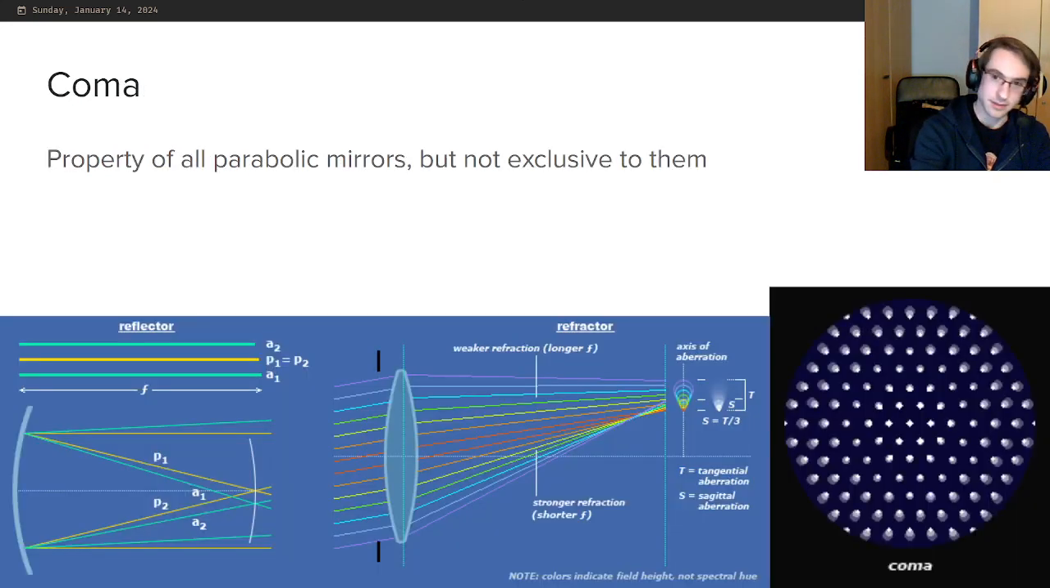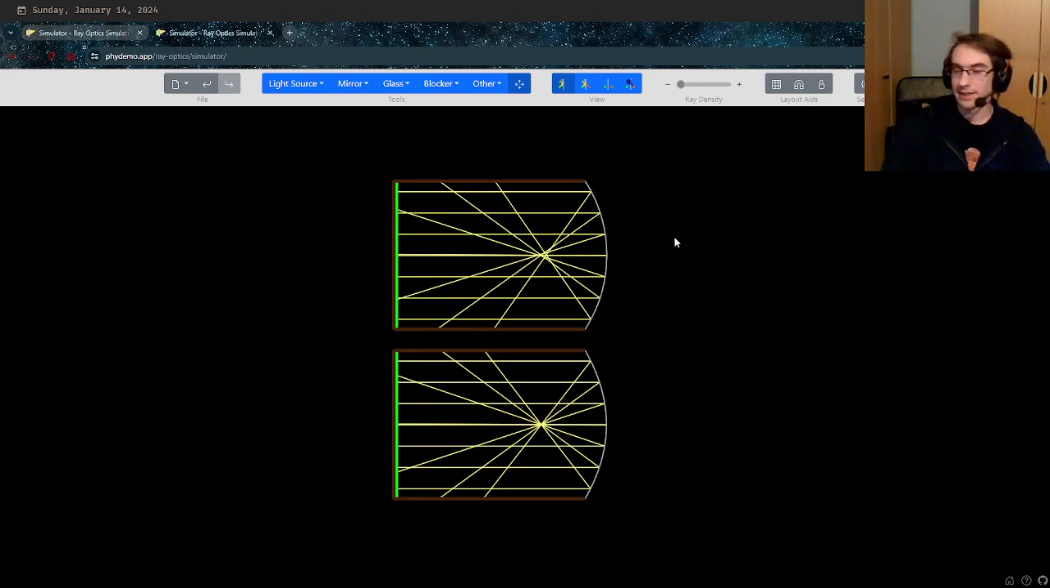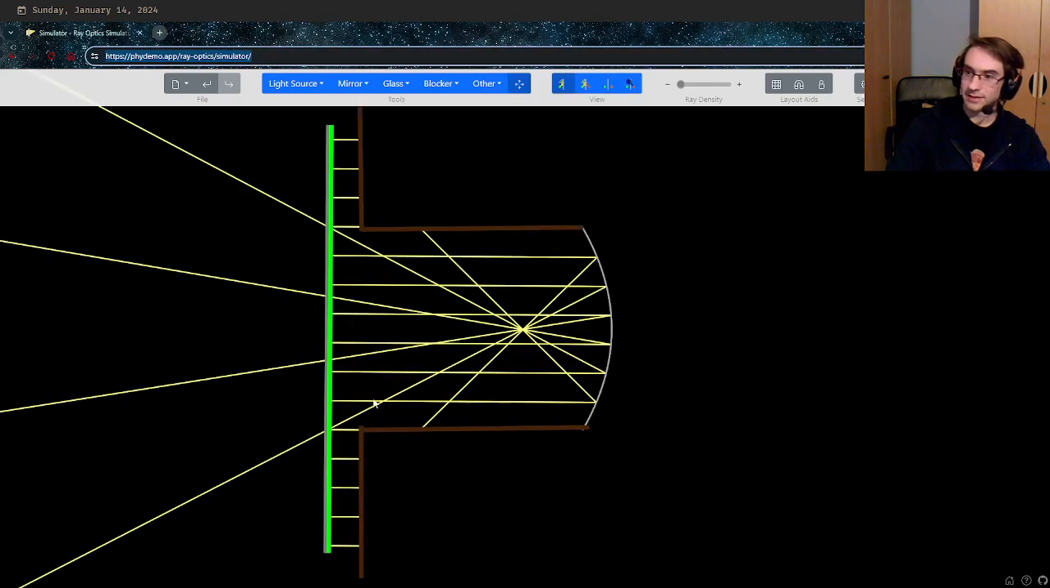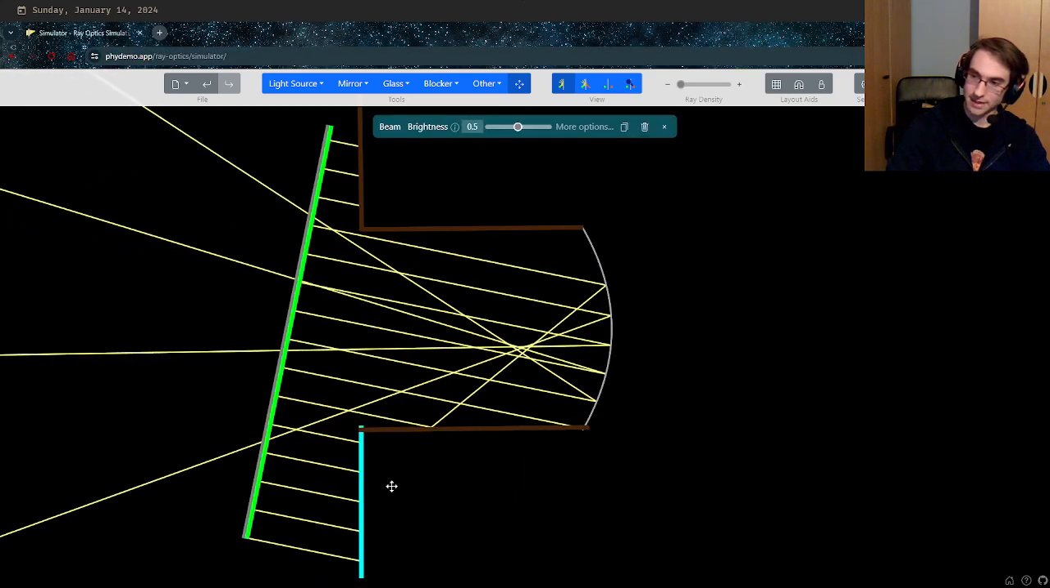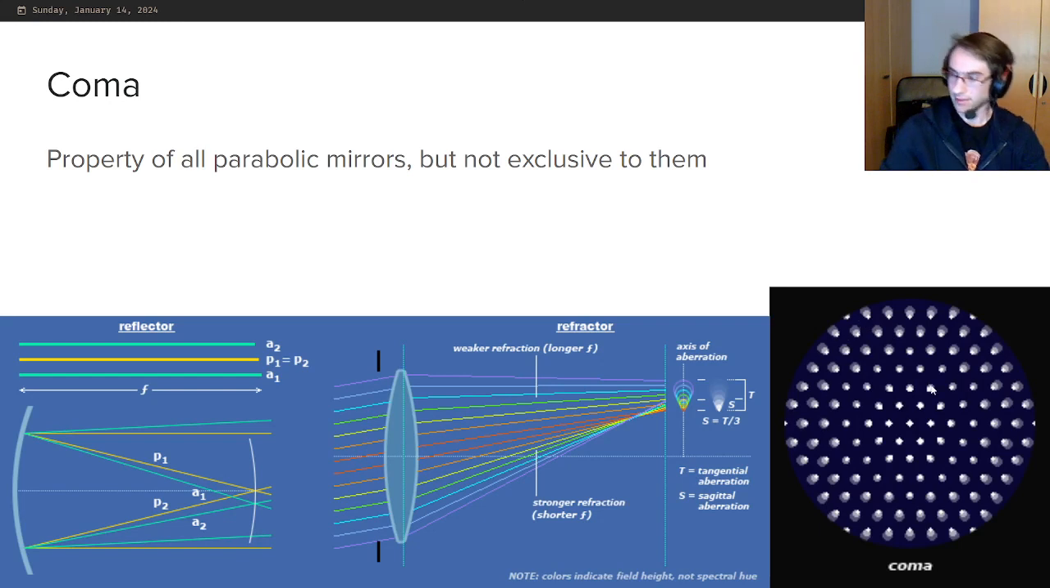Next up is another property of the parabolic mirrors, and that's coma. So let's go back to this diagram right here. This parabolic mirror can nicely focus all of the light. But this is only the light that enters my telescope parallel to its optical axis. If I now make this slightly off axis, I defocus again. And this defocus is called coma because it produces comet-like shapes, like in this example.